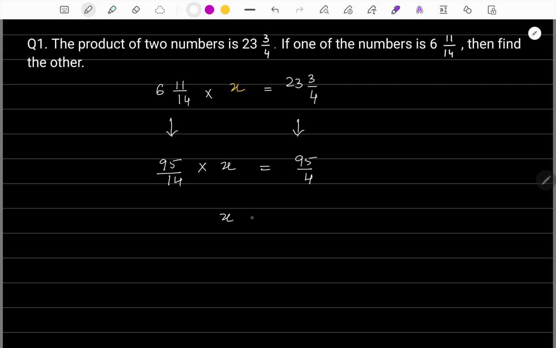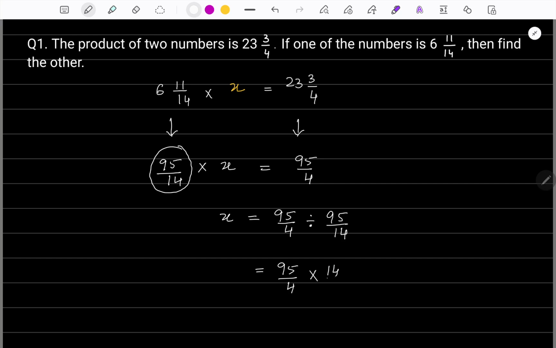Let's find x. x is equal to 95 by 4. And now we take this 95 by 14 from the left hand side to the right hand side of the equal to sign. And when it goes to the right hand side, the sign of multiplication gets replaced with the sign of division. So we write divided by 95 by 14. To solve this, we would be replacing the sign of division with the sign of multiplication. So x will be equal to 95 by 4, sign of division replaced with the sign of multiplication, and the divisor is written in its reciprocal form.